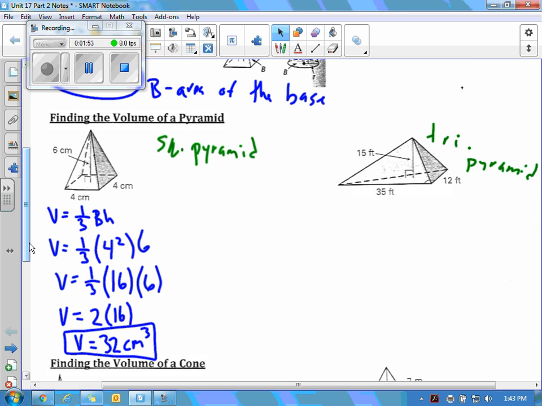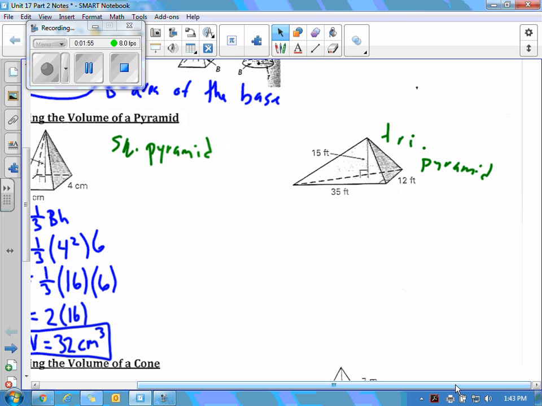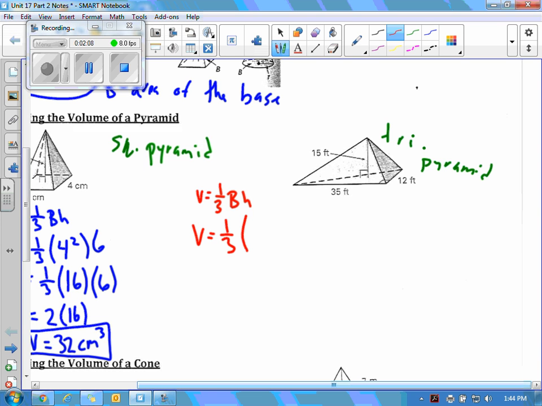Looking over at our second example, again, we have a pyramid, so it's going to be the same formula. Volume equals 1/3 times the area of the base times the height. But now it's going to be a little bit different because we have a triangle for our base. This can get a little bit confusing. We have our 1/3, and then the area of our base is going to be 1/2 base times height. So that's 1/2 times 12, the base of the triangle, times 35, the height of the triangle. And then h for the height of the pyramid would be 15. This part drops from the top of the base.